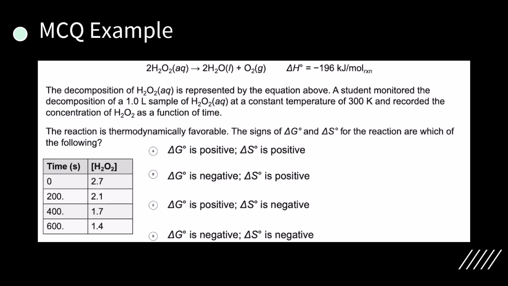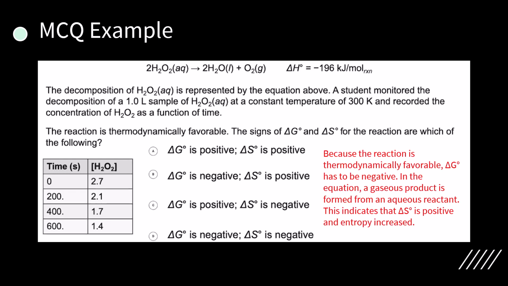The first thing you should notice is that it says the reaction is thermodynamically favorable. I just told you if it's thermodynamically favorable, delta G has to be negative. So automatically you have a 50-50 shot of getting it right. Now let's talk about delta S. For delta S, remember you're going to look at the reaction and look at the phase changes. We're going from an aqueous solution to gas. If we're going from an aqueous solution to gas, delta S is going to be positive. So our answer should be B.